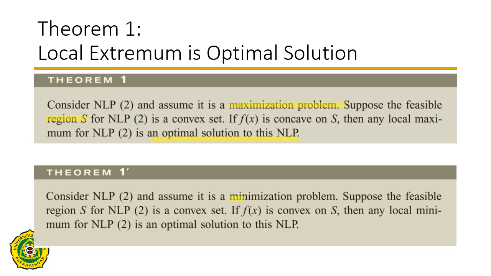Similarly, if we have a minimization problem, and the feasible region S is a convex set, if the function f(x) is convex on the feasible region, when we find a local minimum, it means that that local minimum is the optimal solution to this nonlinear programming.